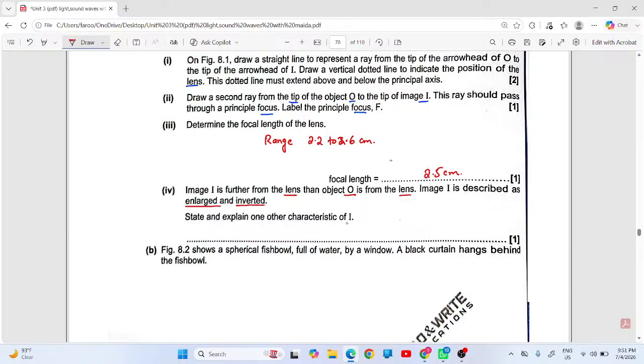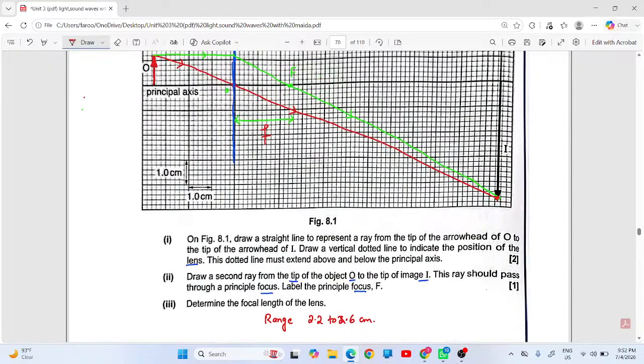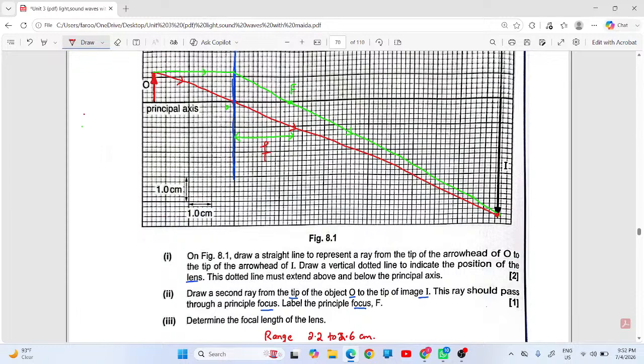Image I is described as enlarged and inverted. State and explain one other characteristic of the image. कहते हैं कि इमेज जो है वो लार्ज है और इन्वर्टेड है, इसके अलावा कोई और इस चीज की प्रॉपर्टी बताए.